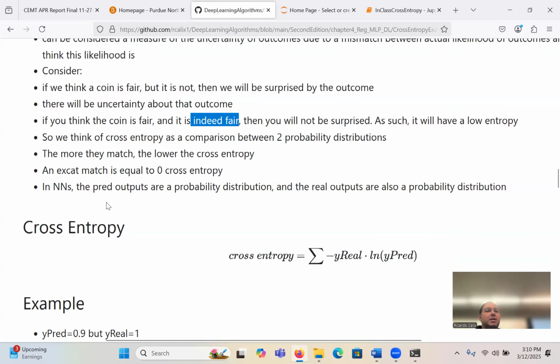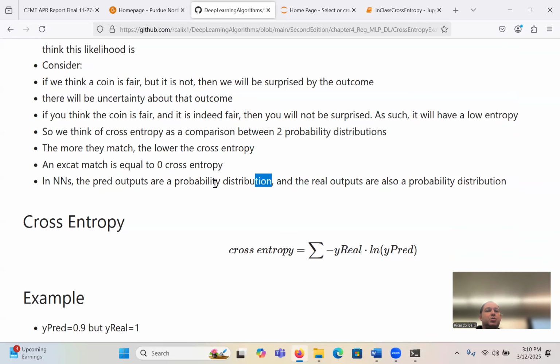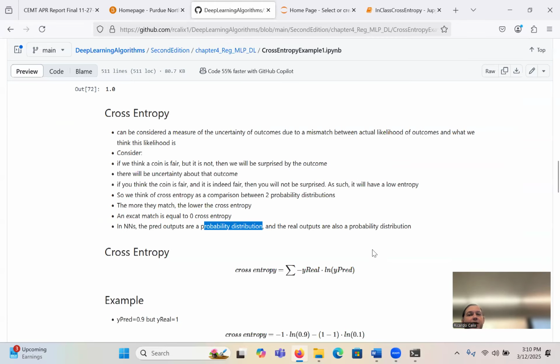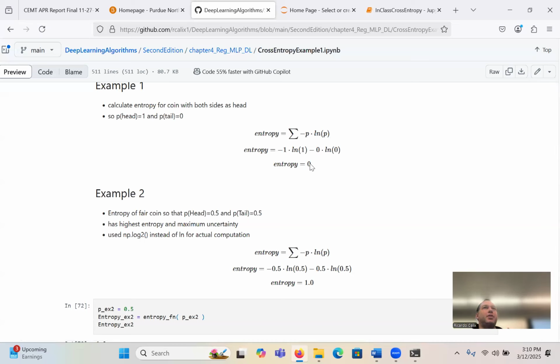In neural networks, the predicted outputs for classification are a probability distribution, and the real outputs are also a probability distribution, which you guys should understand. Got it? So for cross entropy, we have the exact same formula as before. The only difference is now we don't use the same probability. Instead, they are the same probability because it's the probability of a cat, right? But now the difference is one is the predicted probability and one is the real probability.